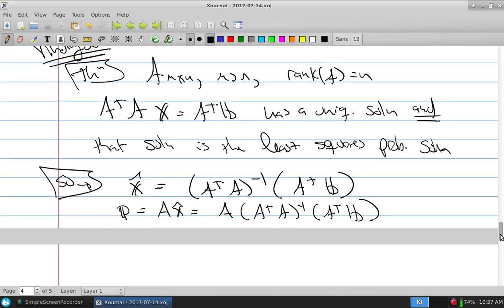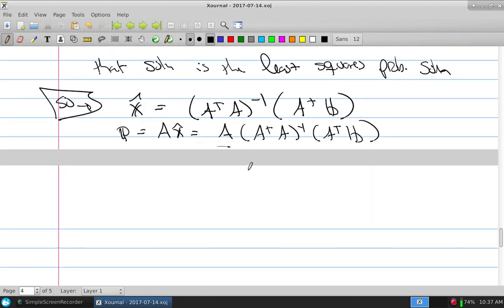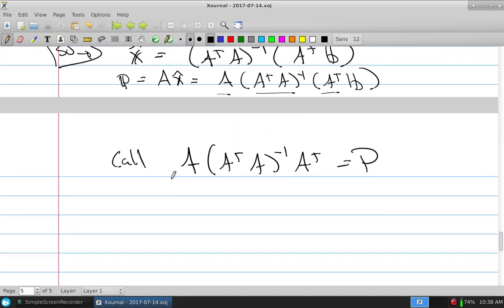If I wrote all of that stuff out, that's a matrix, that's a matrix, that's a matrix. I could take all of those matrices and jam them together and make one matrix. And what would that one matrix do? It turns B into P, which is the projection matrix. It's the thing that spits out the shadow. And so if you want to, you could actually call this whole A transpose A inverse times A transpose, equal to P, the big matrix. It is the projection matrix that turns B's into P's.